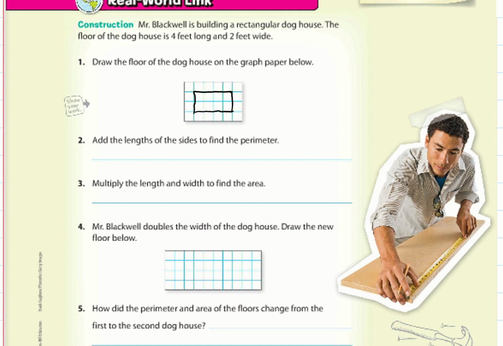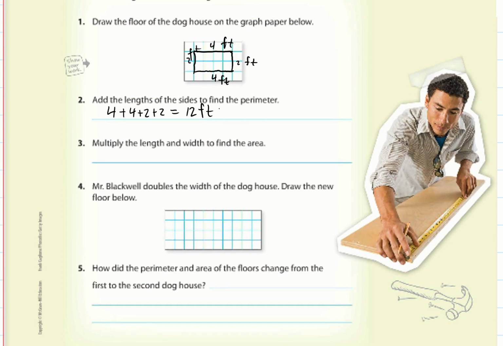Add the lengths of the sides to find the perimeter. So if this is 4, that's 2. So it's going to be 4, and that's also going to be 2. To find perimeter, remember, add all the sides together. So we have 4 plus 4 plus 2 plus 2, and that's going to equal 12 units. I guess it should be feet, because all of this should be in feet. To find the area, multiply the length and width. So 4 feet times 2 feet equals 8 feet squared.